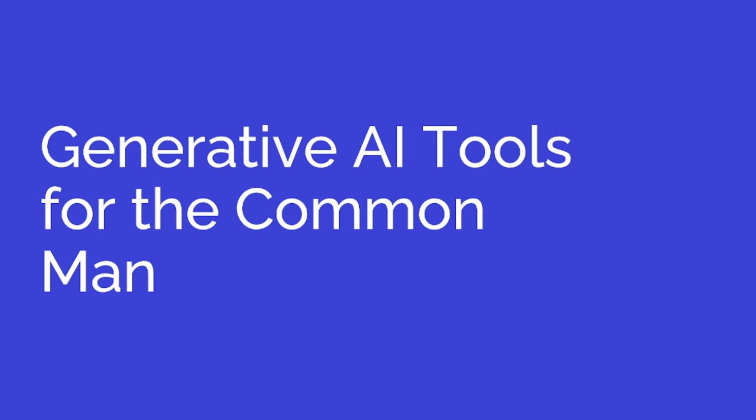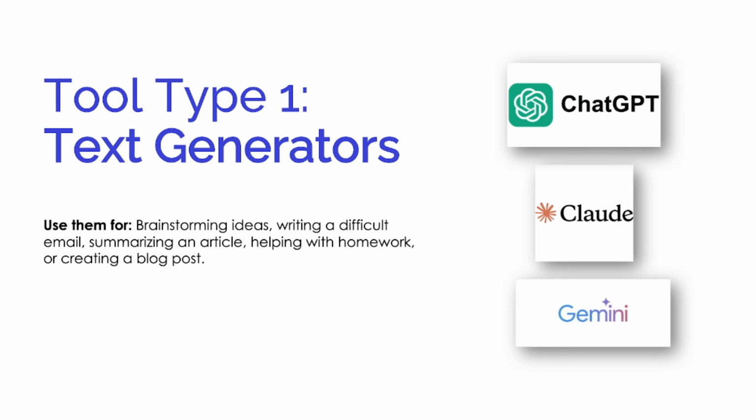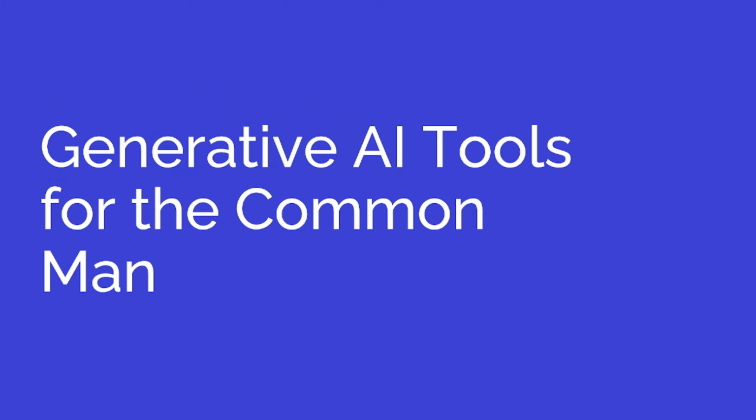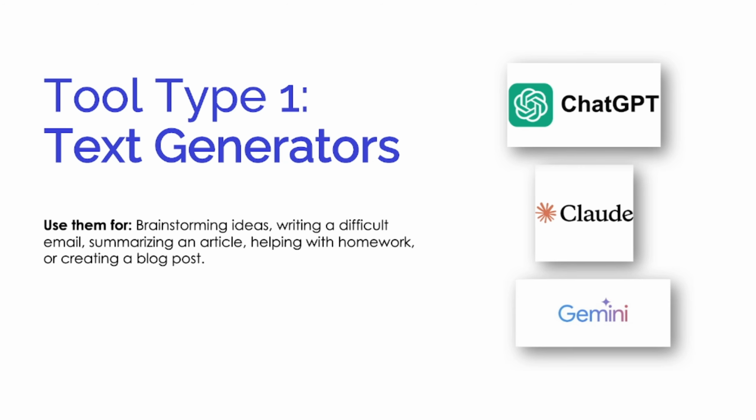Now, generative AI tools for the common man. Tool type 1 rather. We have the text generators. I told you before it can create text, images, videos, and audio. So the first one, text generation, we use them for brainstorming ideas. My goodness, I partner with AI a lot for my brainstorming sessions, and we are going to do a brainstorm session with AI in this course.